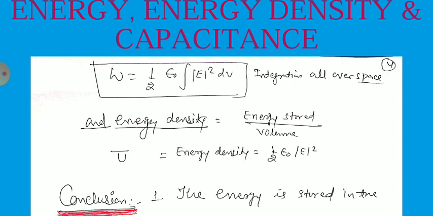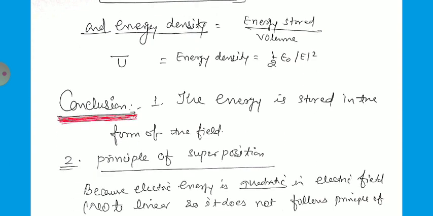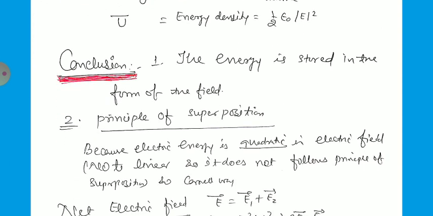This is the integration over all space, and the energy density is the energy stored per unit volume, that is U bar equal to 1 by 2 epsilon naught E square. So what are the conclusions? The energy is stored in the form of the field. The principle of superposition is not valid for the energy of the electric field because it is quadratic in nature.